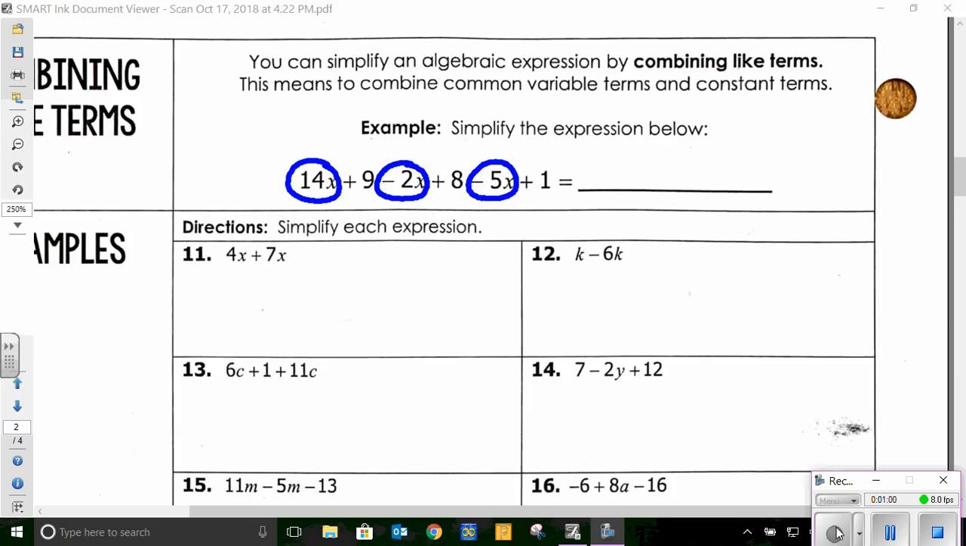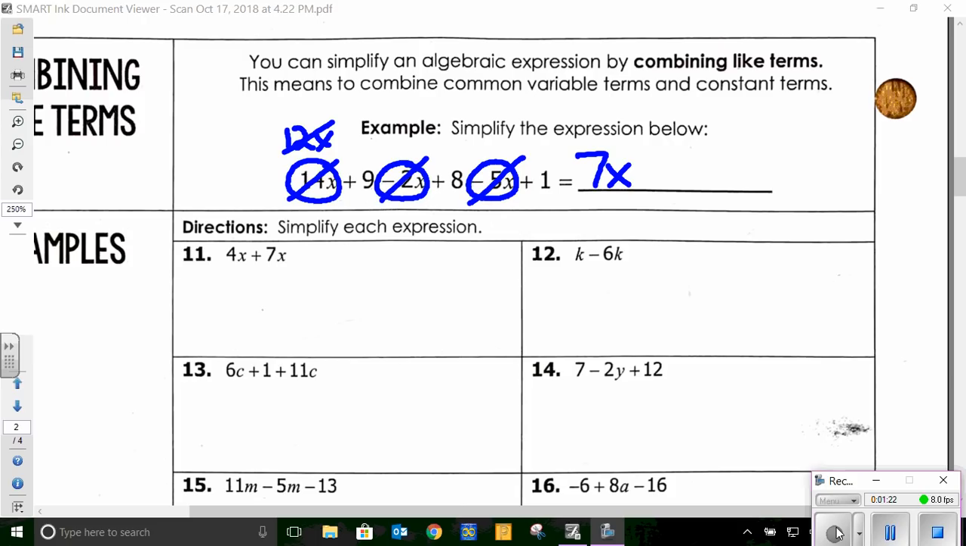Now I'm going to do the math. 14 minus 2 gives me 12x. So if you want to do it like this, that gives me 12x, and you took care of those two things there. Then I still have to subtract the 5x, and 12x minus 5x gives me 7x, and there's part of my answer so far.